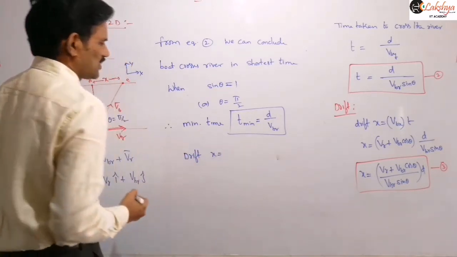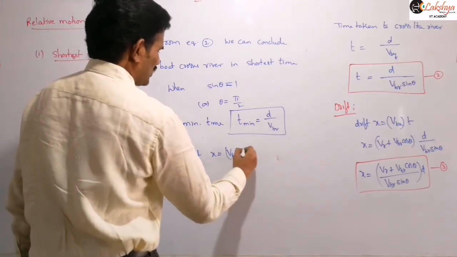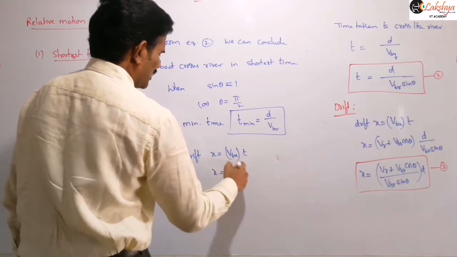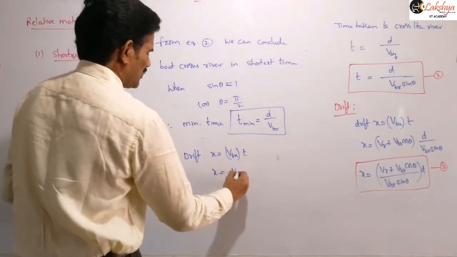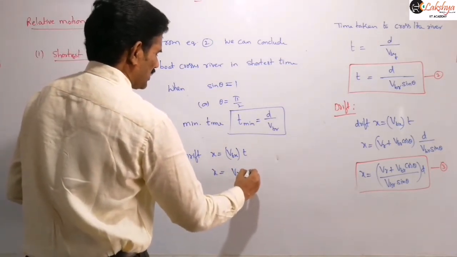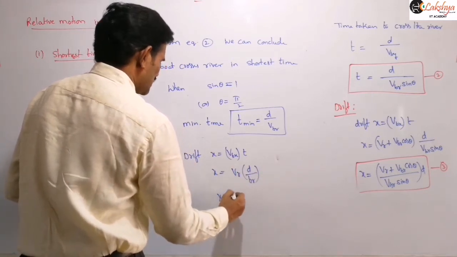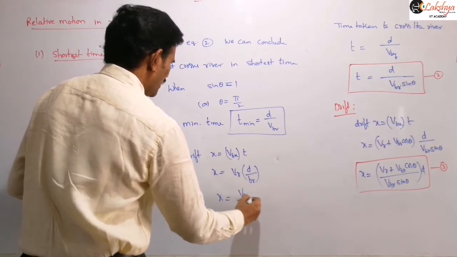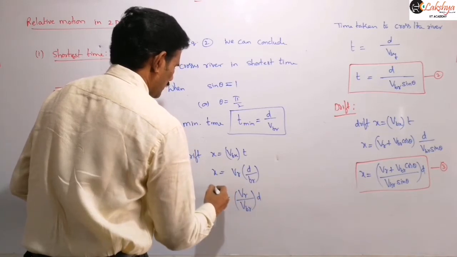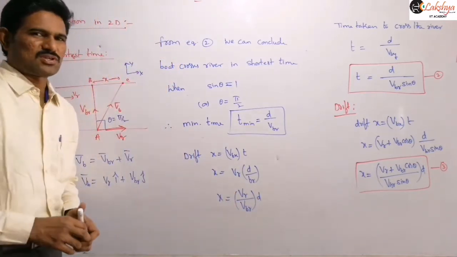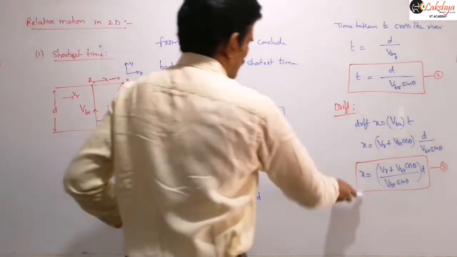so drift x is equal to the x component of velocity, VBX, into time. This is the general meaning I am writing here. Here VBX is nothing but our x component of velocity, velocity of the river, into the time. Time is nothing but D by VBR. Therefore x is equal to VR by VBR into D. So this is our drift expression here. You can observe our general expression also. This is already what we derived as a general expression.